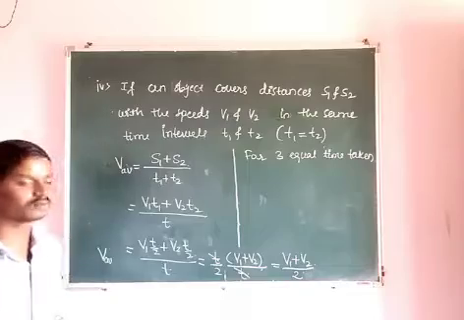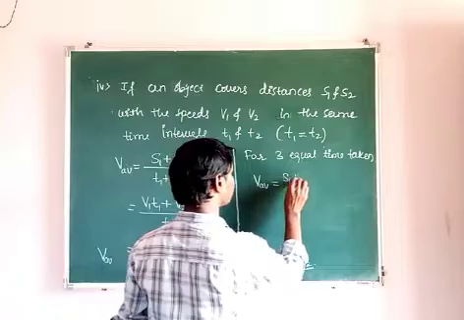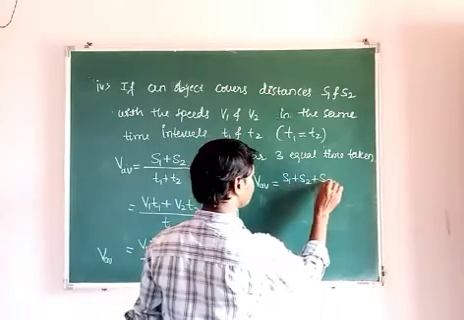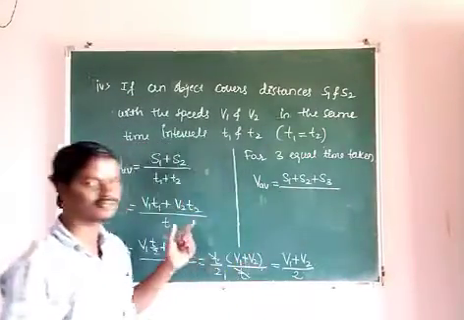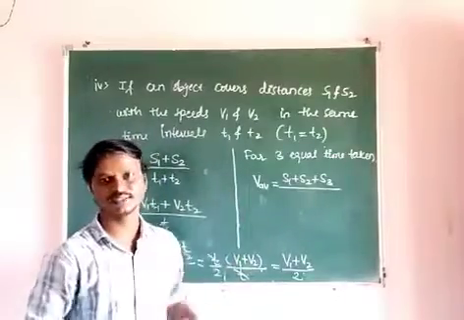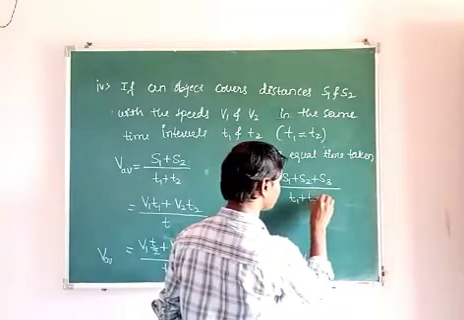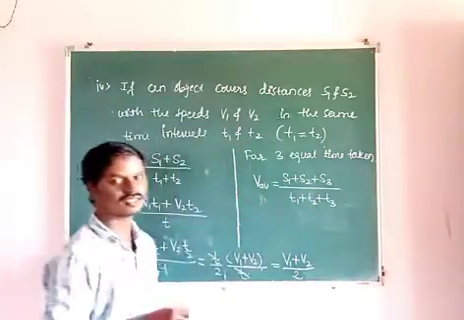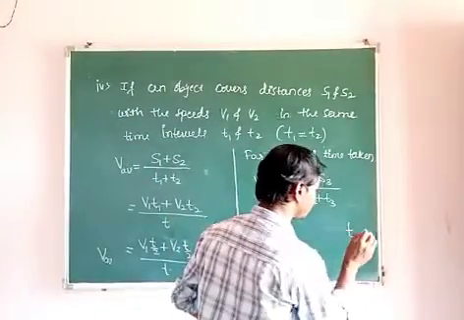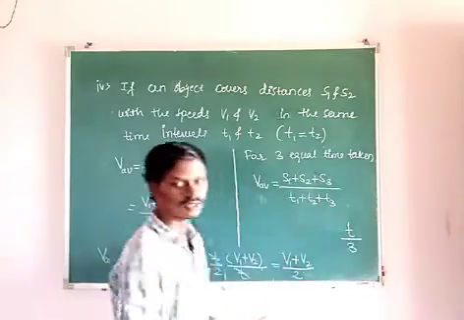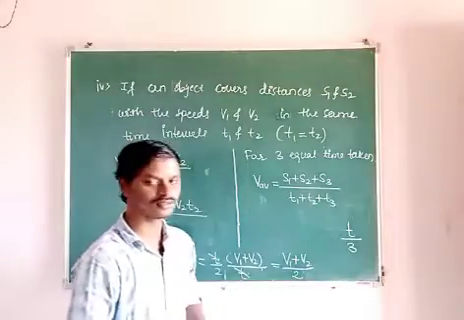How to write the average speed formula? See here, V average is equal to S1 plus S2 plus S3. 3 equal times taken means 3 distances are traveled with the speeds V1, V2 and V3. Then how to find the average speed? 3 equal times means T1 plus T2 plus T3. Total time can be divided into 3 equal parts, that is T by 3. Total time is divided into how many parts here? 3 equal parts. T1 is T by 3, T2 is T by 3 and T3 is also T by 3.